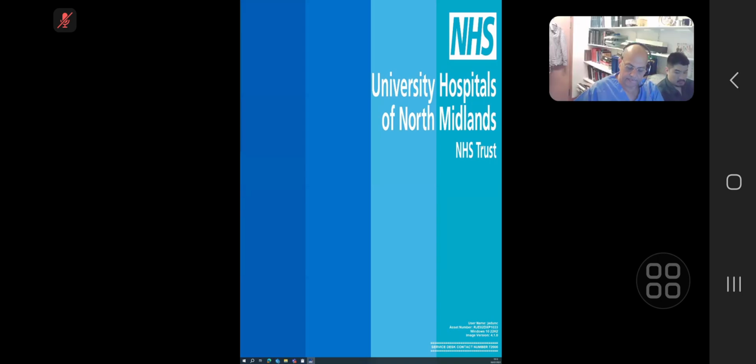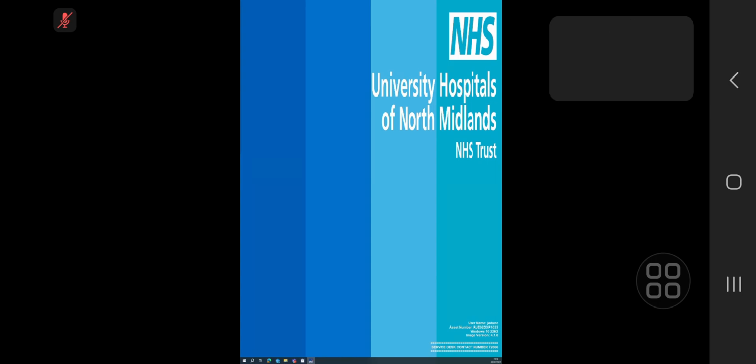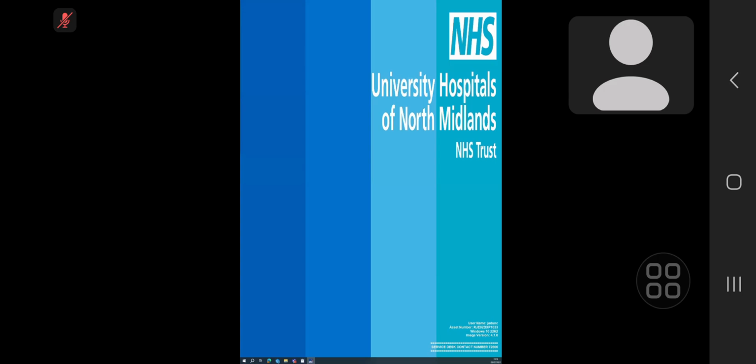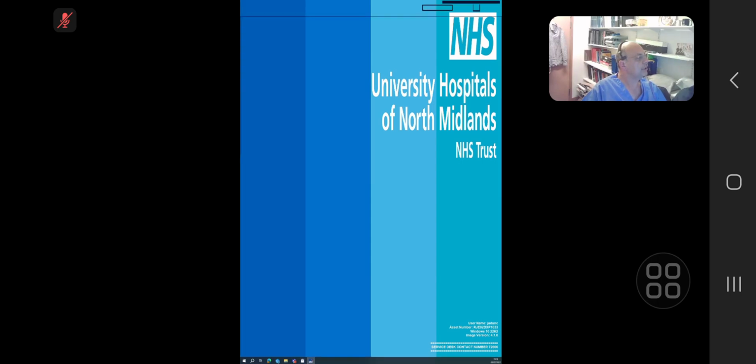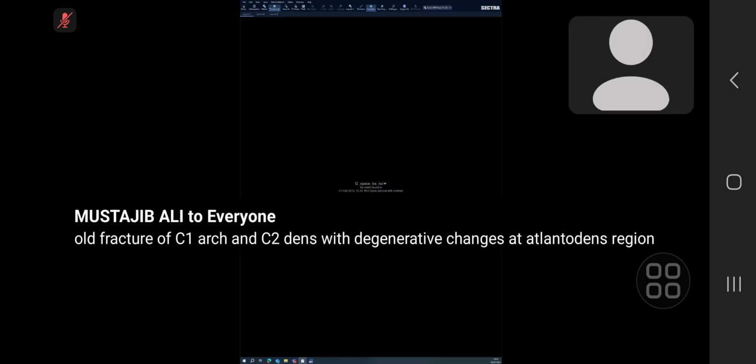Let me show you another case. This is a patient which has a clinical history of upgoing plantars and weakness and eversion of the foot.